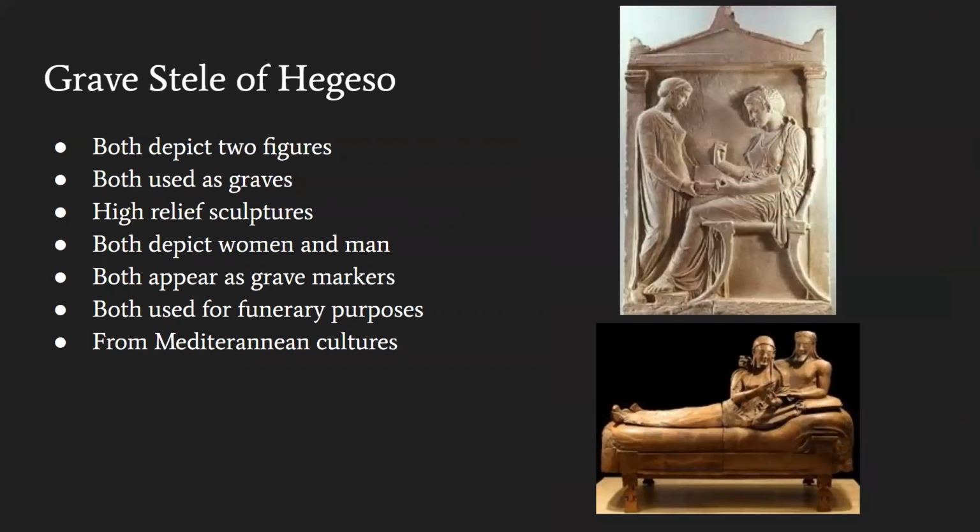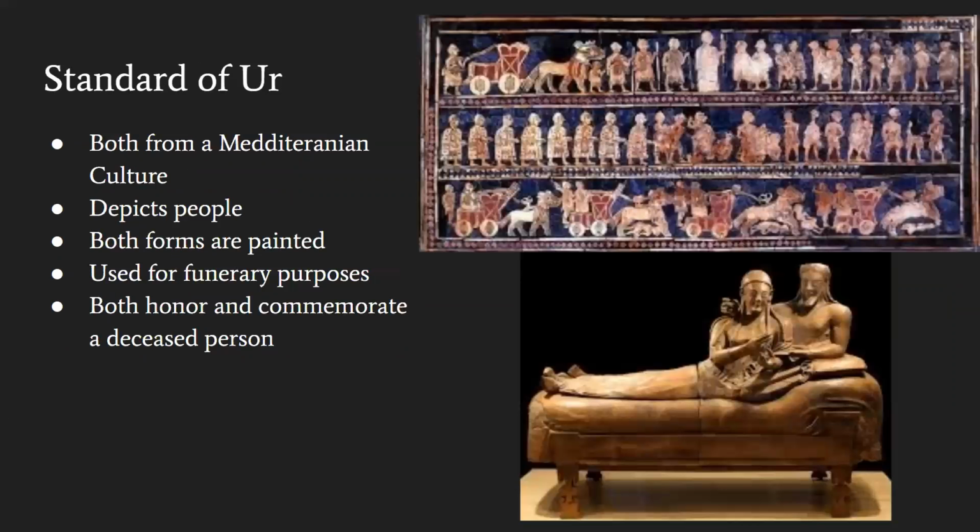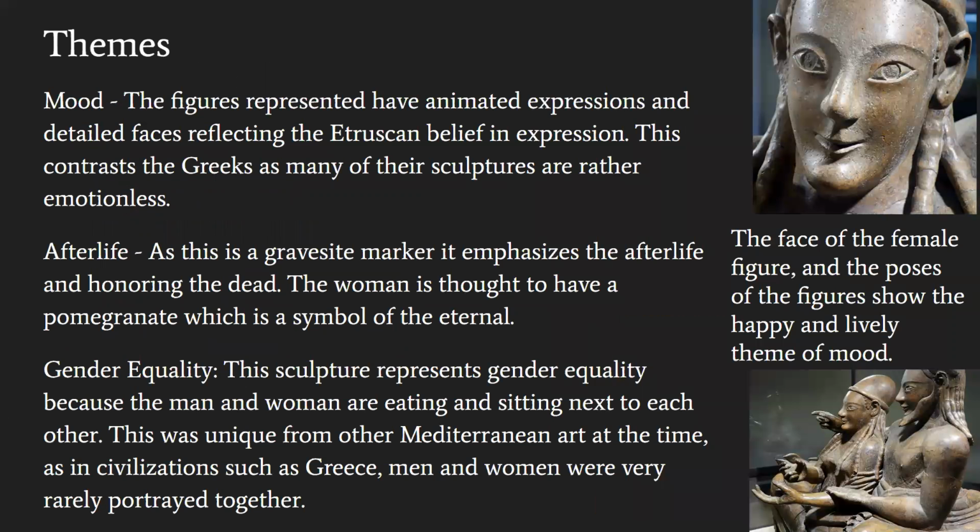The grave stele of Hegeso is another artwork this is comparable to, because it displays two figures. It is another grave marker. It is high relief, and we see high relief and grave markers throughout all of the Roman and Greek sculptures. The standard of Ur is very comparable to this one as well, although it is from a non-Greek or Roman culture, and it depicts people and is also from a Mediterranean culture.